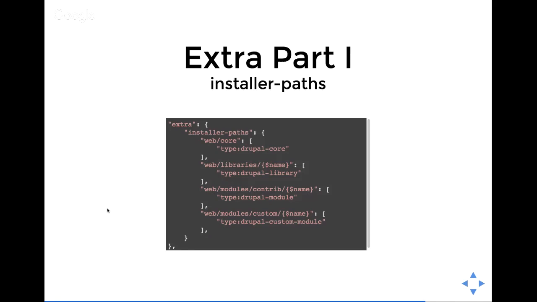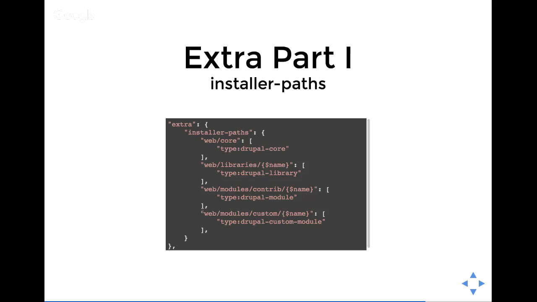Now, at the very bottom, we have the extra part. This is where you set up your Drupal directory structure. With Composer, one of the things that's recommended is that you don't install Drupal in the root of your Composer project. You install it in a subdirectory, typically web, so that your vendor folder, which contains a lot of your dependencies, is separate. I also recommend that your config sync folder is outside of your Drupal root. And this is where you can set all that up.